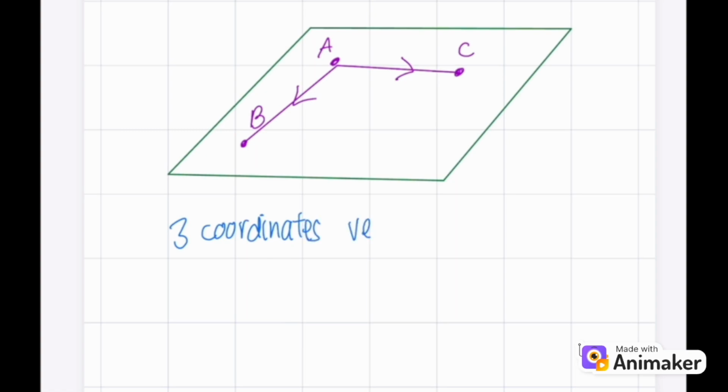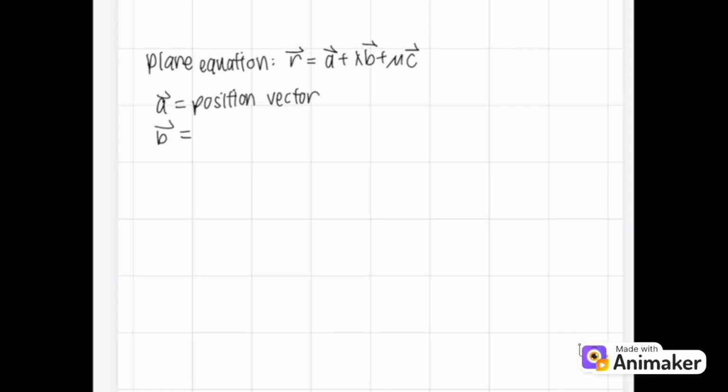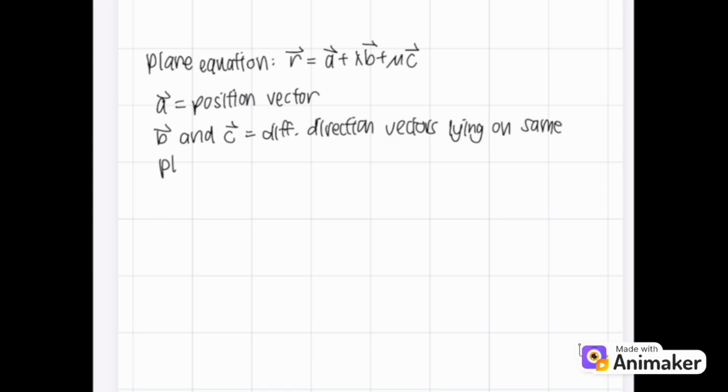So to find the vector equation of a plane, we will need to find the vectors connecting these coordinates. In this diagram, we can see that it's vectors AB and AC. Looking at the vector equation of a plane, we can see it resembles the one for a line, except it contains another direction vector that completes the information needed. Hence, we will need one position vector A and 2 other direction vectors B and C, which can be multiplied by constants lambda and mu, like with the typical vector equation of a line.